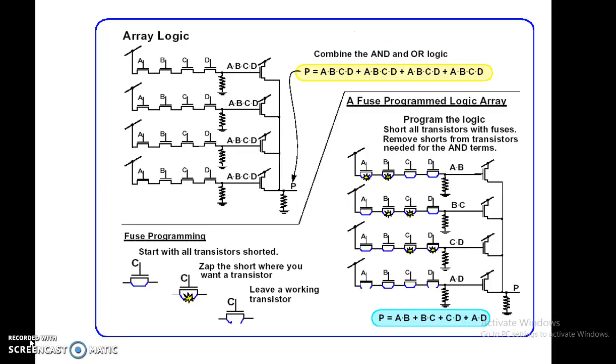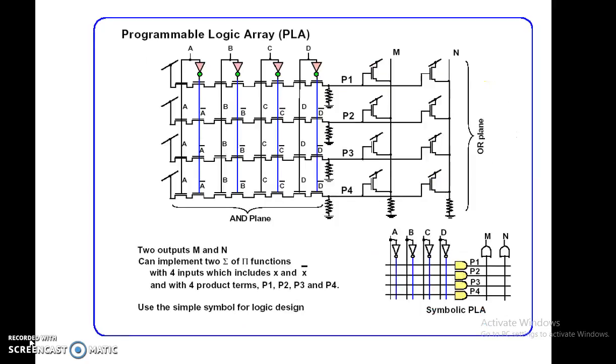Array logic. Combining AND and OR logic, we can get the array logic. Fuse program. Start with all transistors shorted. Zap with a short where you want the transistor. Leave a working transistor. Programmable array logic, and the same for two outputs M and N can implement two functions.